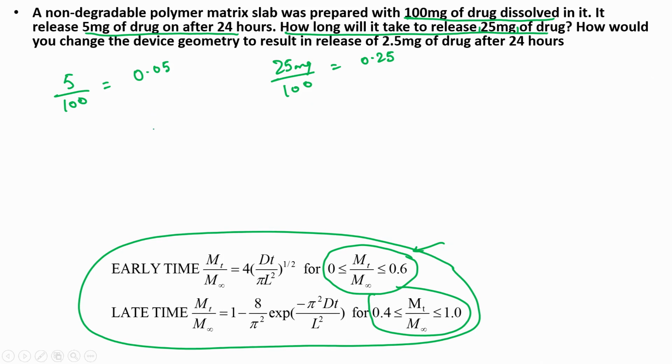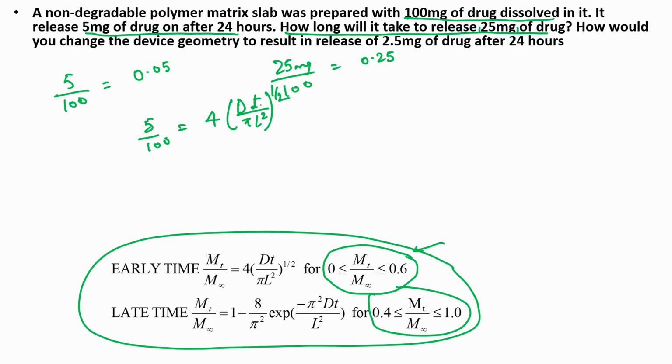So, let us see. If we are saying that 5 by 100, where the 5 is released and the 100 is total, is applying this equation, it is the square root of 4Dt by pi L squared. Now, this much is being released for this given length L. If you look at this equation, the only thing that you can change for the device geometry is L, but we will come to that later.